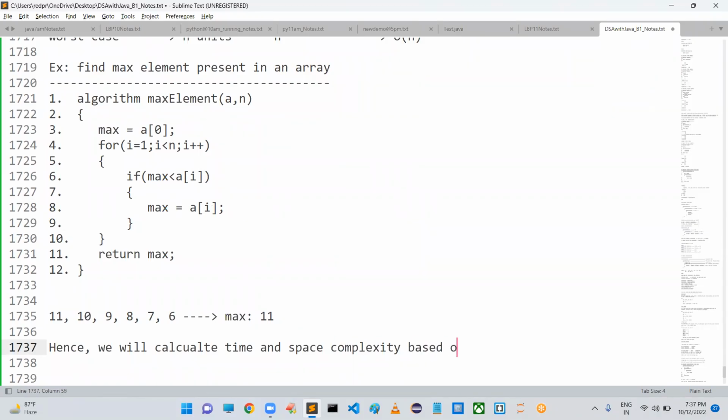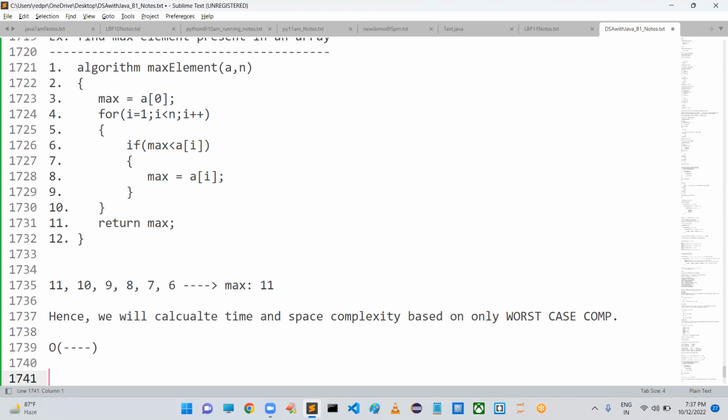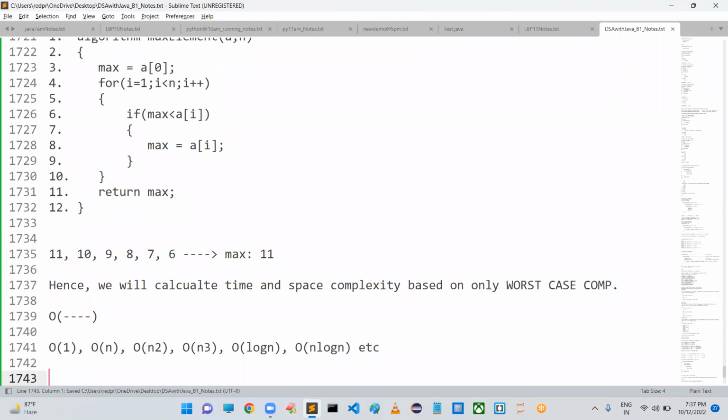So, based on only worst case comparisons, remember carefully, generally it will be big O of... So what is that order? That depends. Maybe big O of 1, or big O of n, or, as we calculated in our previous class, big O of n square, or big O of n cube, or big O of log n, or big O of n log n, like this. We may have so many complexities, and we will discuss how it is going to work.